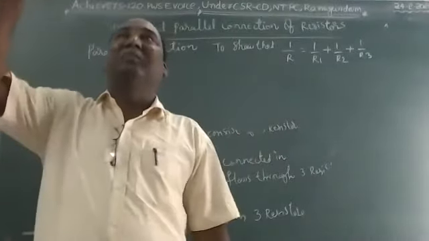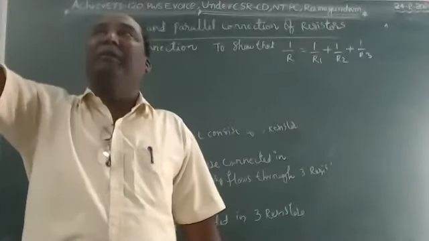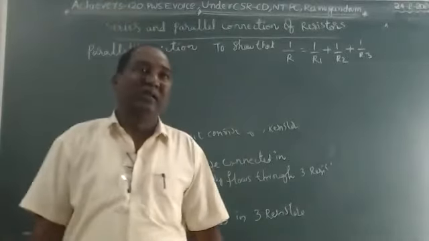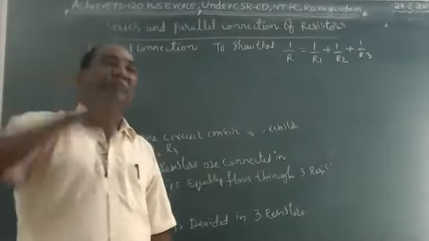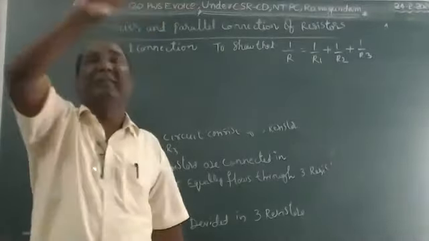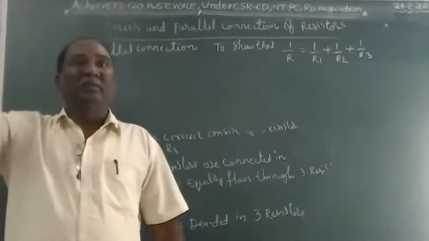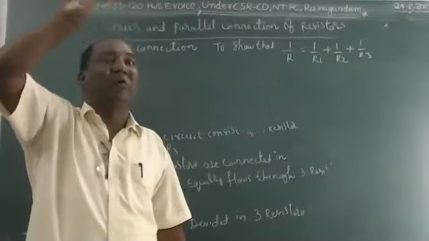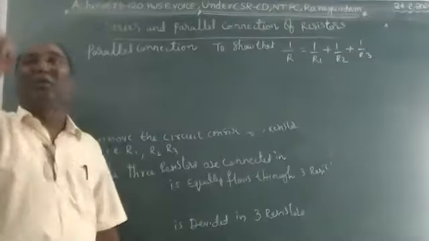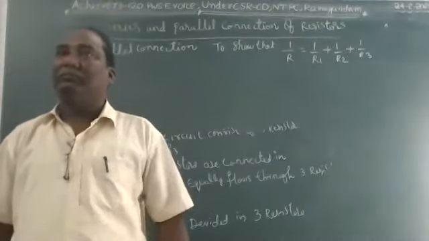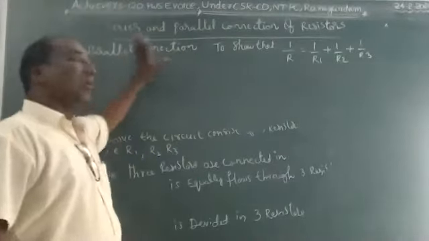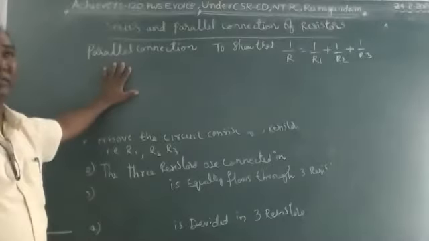Because if any one room loses power, the remaining rooms run as usual. This is the main advantage of a parallel connection, because for every room you can allocate one fuse. But in a series connection, if one room loses power, the remaining rooms also lose power. So in our homes, the electric power connection is in parallel only. It is a great advantage to us.